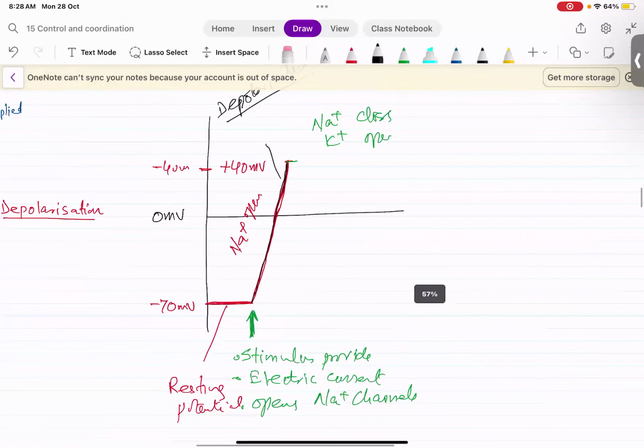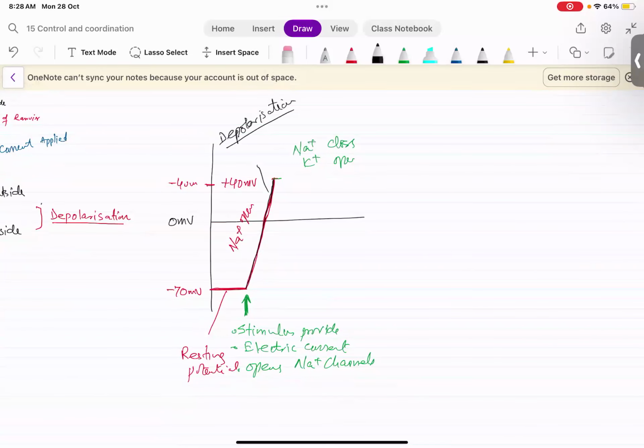So as a consequence, this potential difference again returns to minus 70. As potassium channels are open, potassium is moving out, so this potential difference returns to minus 70. This is now known as repolarization.